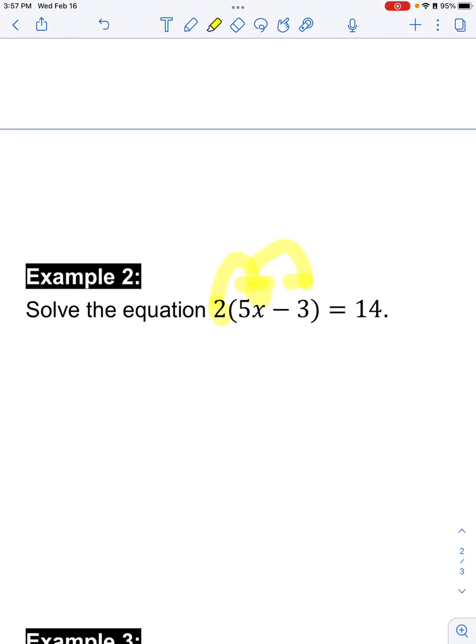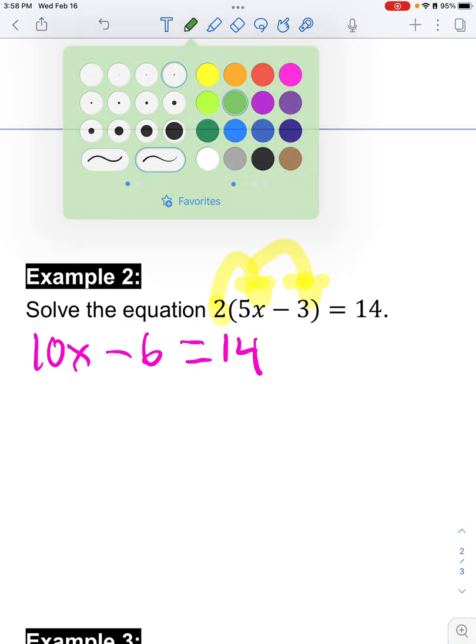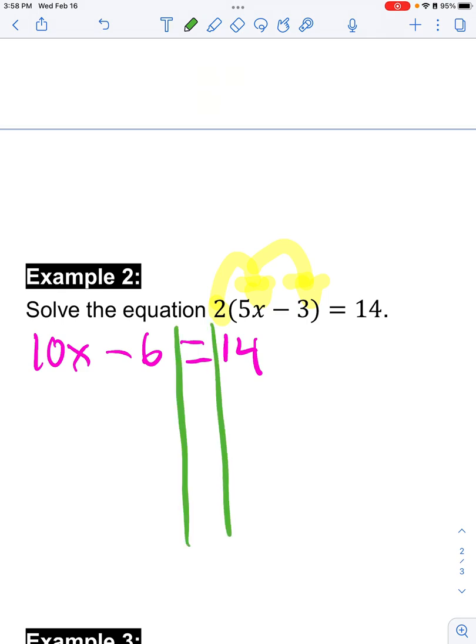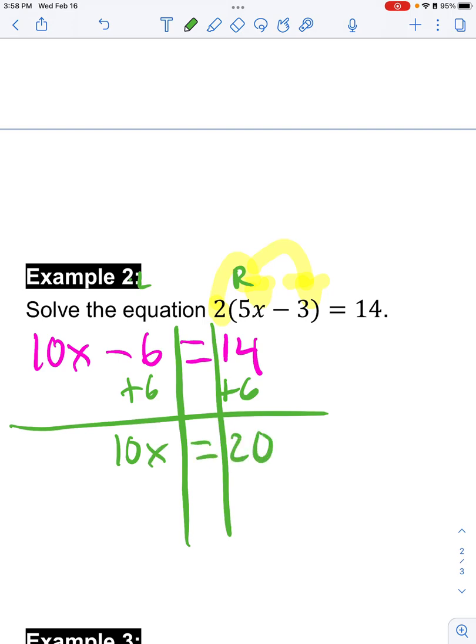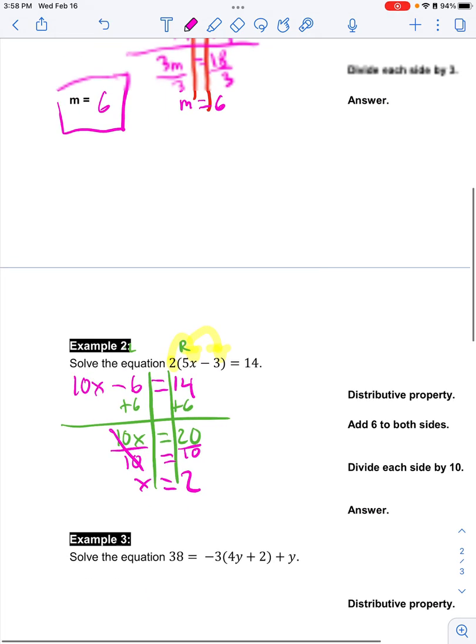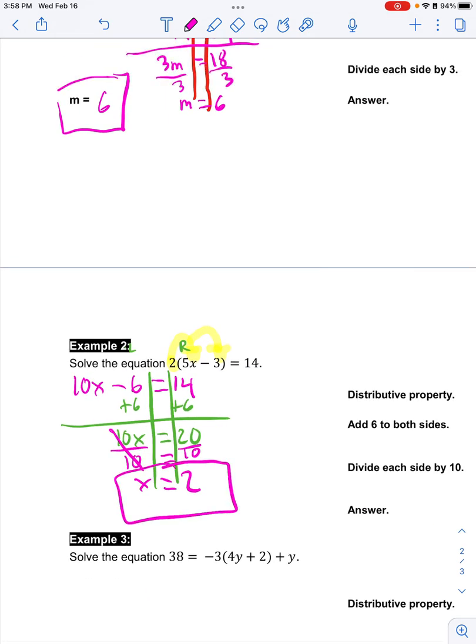We've got to use the distributive property on this one. So again, I'm going to take what's outside and multiply it into each term. So 2 times 5x is 10x. 2 times negative 3 is negative 6, and it equals 14. So now I'm going to make my railroad tracks, left side, right side. I'm going to add 6 on both sides and get 10x equals 20. And now I'm going to think, how do I undo multiplying by 10? Well, I can undo multiplying by 10 by dividing by 10. So that cancels out, which means x equals 2.